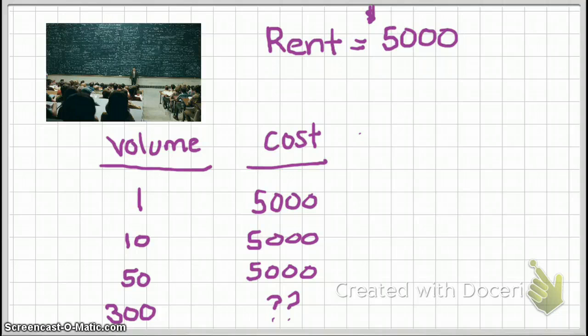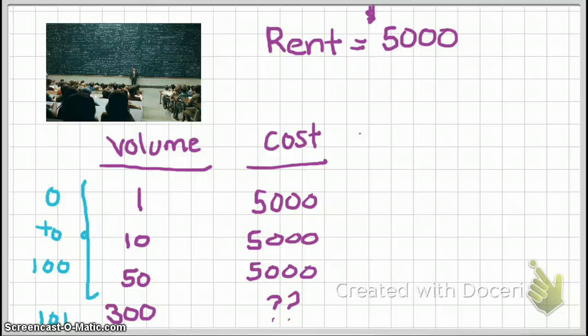Well, no, it's not, because I told you that this classroom can hold anywhere from 0 to 100 students. The minute that you reach the 101st student, this classroom's not going to be big enough. We're going to have to find a bigger classroom, so the rent is going to change. We don't know how much, so based on this given information, we cannot predict how much the fixed cost would be for 300 students. We say that the relevant range for a fixed cost is from 0 to 100.